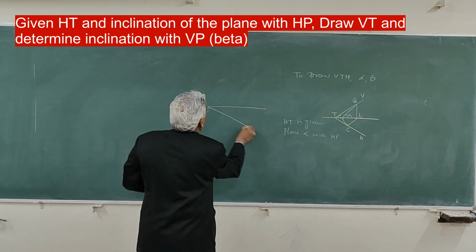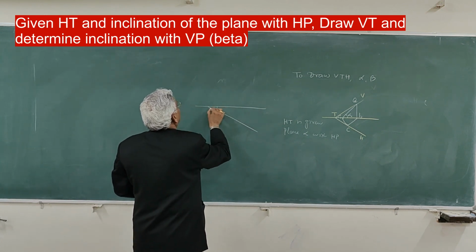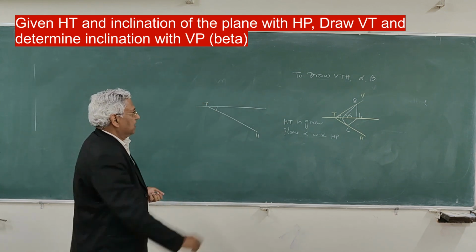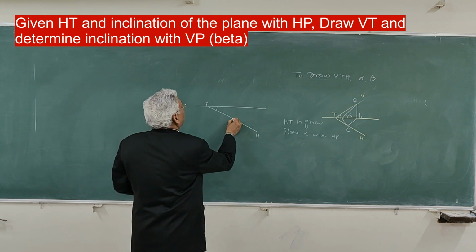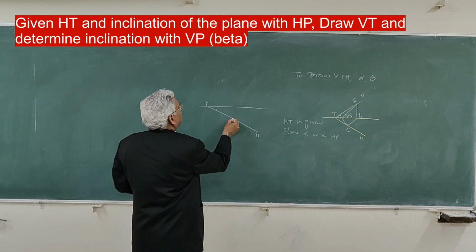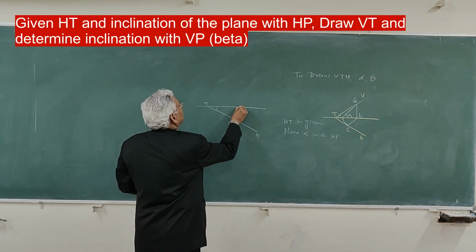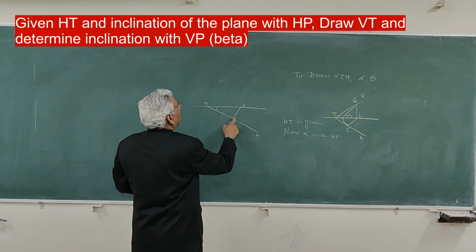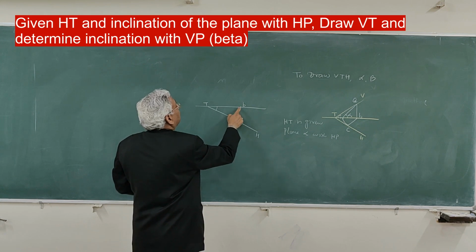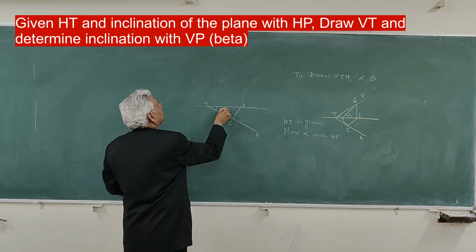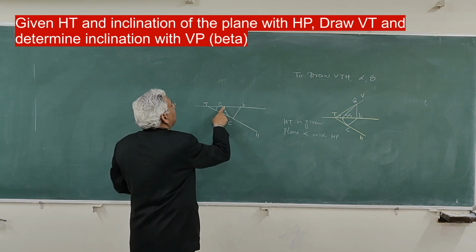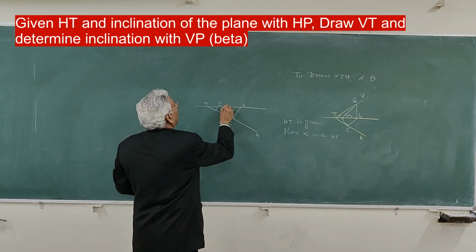So draw HT first at given angle. Take a point here, any point C, take perpendicular to this, you get B. Rotate this point C about B and bring it on the ground line. That is point C1. At this point, make angle alpha, which is given.